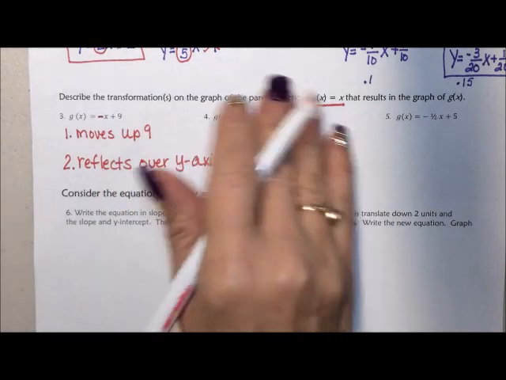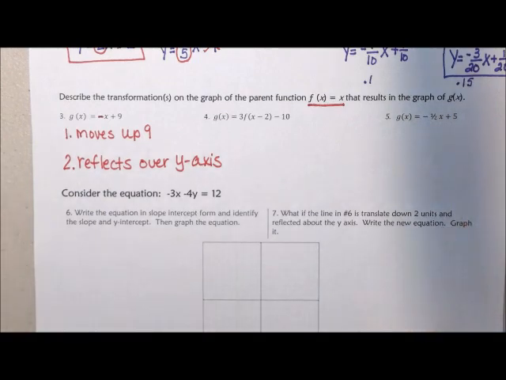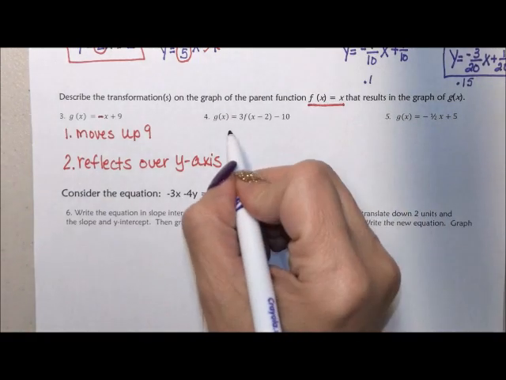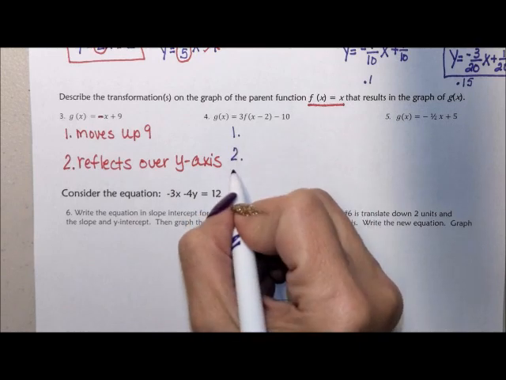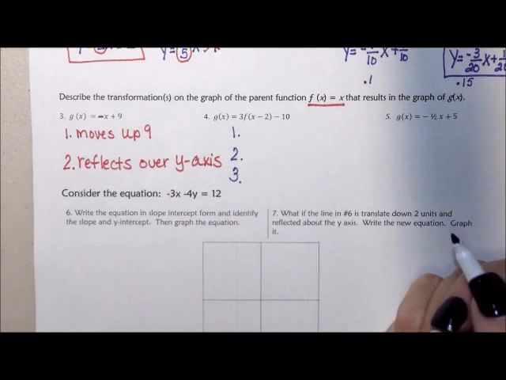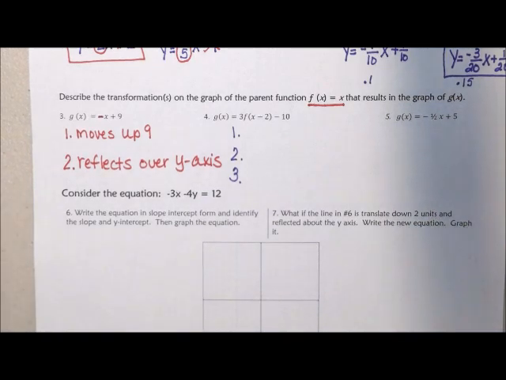All right, let's go here. How many do you think there are? I'll switch colors. I'm going to tell you there is 1. There is 2. There is actually 3 transformations. Now I'm going to walk you through them. You're going to write them. I'm going to do the 10 first.